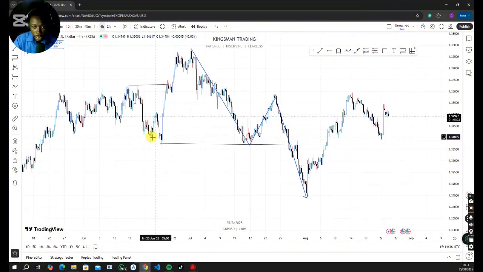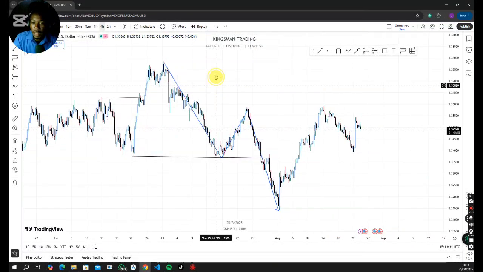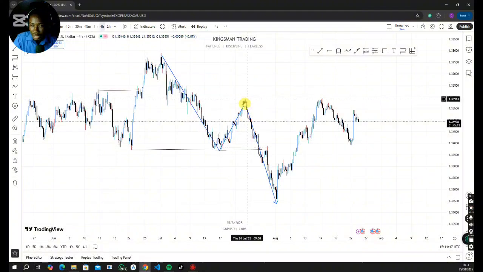So there is a sweep of this low right here, and then this low now sponsored the break of this previous high, whereby price created this new higher high. And then after saying that, price gave us this failure swing. This is a failure to swing because it failed to swing above this previous swing high and give us another higher high. So now we have this low, and then price is retracing to this point.